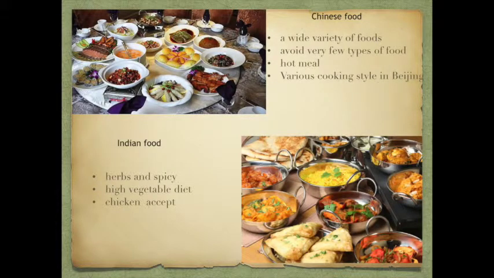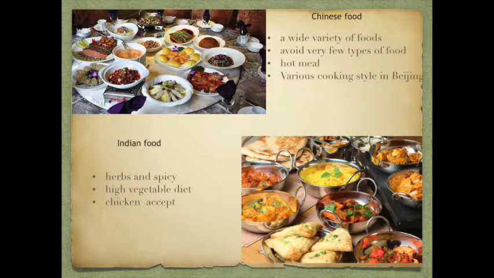Let's talk about the food culture in India and China. So Chinese food has a wide variety of foods, and the Chinese avoid very few types of food. And basically, they like a hot meal. Cold raw meals they don't consider if given a choice. And Beijing is in the northern part of China. The food focuses more on wheat, such as noodles. But now there are various cooking styles in Beijing because it is the capital city. So the northern preference for rice and steamed food is found in Beijing.